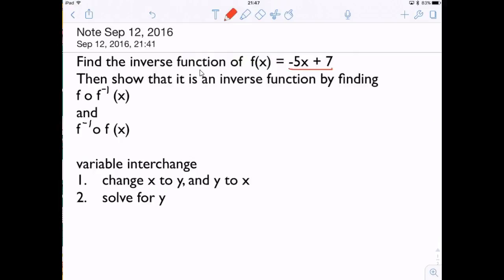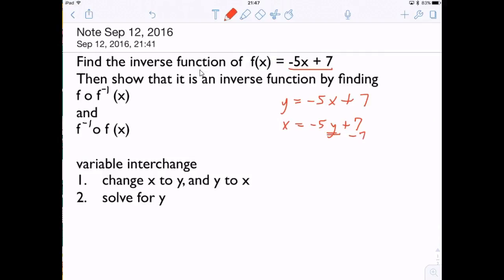So we're going to start with this function. We're going to write y equals negative 5x plus 7. And the first thing we're going to do is invert the x and the y. So instead of y, we're going to write x. Instead of x, we're going to write y. Okay? And then we're going to solve for y. So we're going to get y by itself.